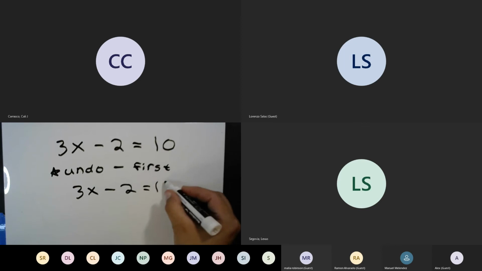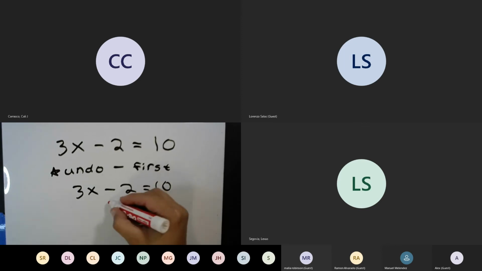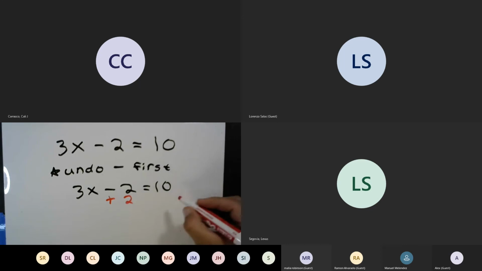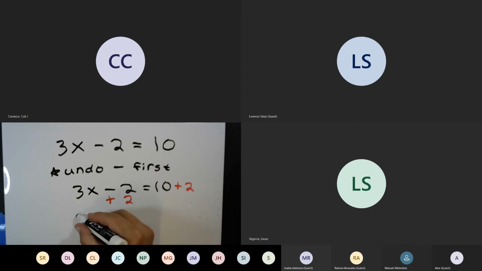And the way we undo subtraction, we use addition. And so we get 3x is equal to 12. So any questions about that?